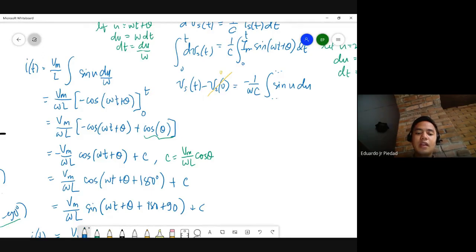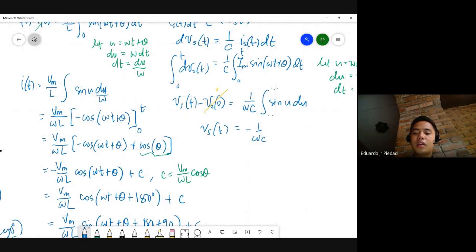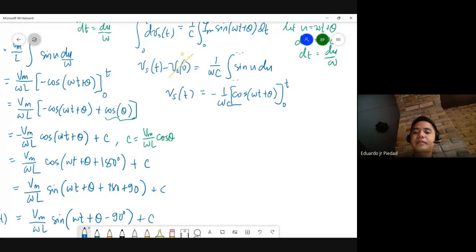Then Vs of t is equal to negative 1 over wC times negative cosine u, where u is wt plus theta, from 0 to t. Then we can arrange this one. It's similar to the previous one, cosine wt over wC.